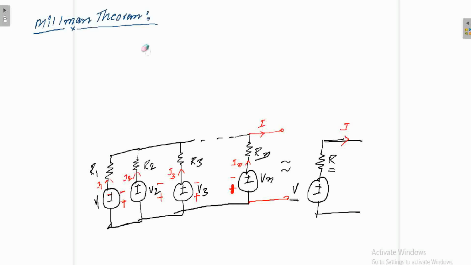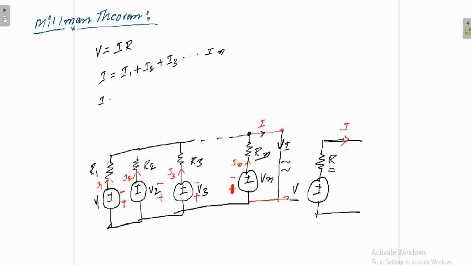Here we have to find the V value. V is nothing but I into R, V is equal to I into R. What is this I? If I short circuit this one for the time being, the current flowing through this branch is I. What will be this I value? I1, I2, I3 up to In are all coming to this node, so I becomes I1 plus I2 plus I3 up to In.